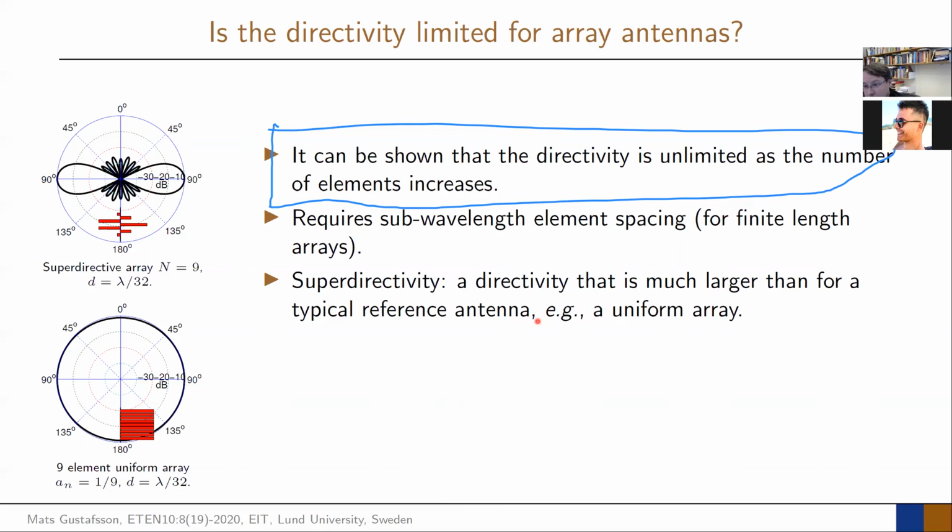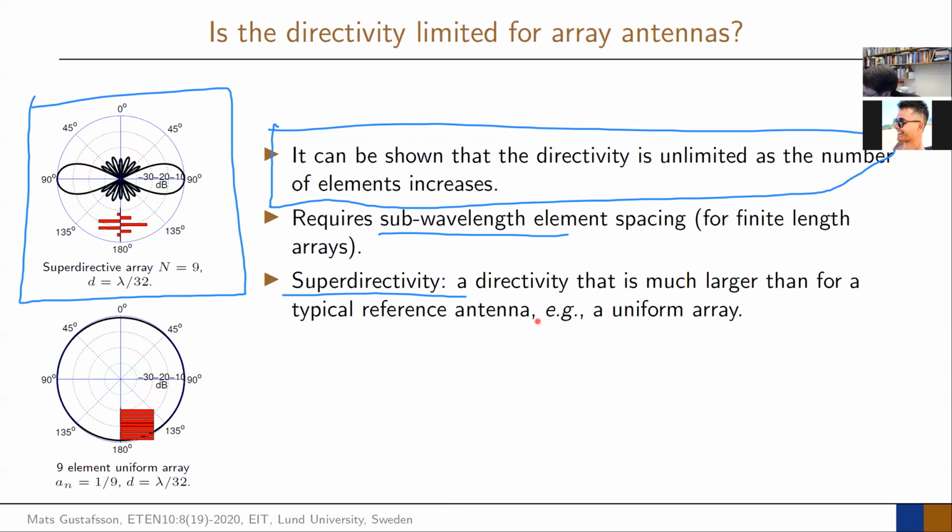The bad thing is that it doesn't work in practice. So in all of those cases, you really require what's called a sub-wavelength element spacing, so not lambda over 2 anymore. And the effect of this is generally going under the name superdirectivity. Sounds good, but unfortunately it doesn't work. And I will explain to you why it doesn't work. So just look at one example here.